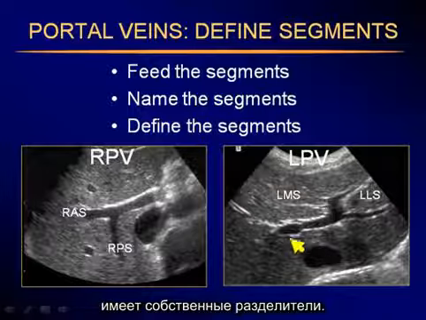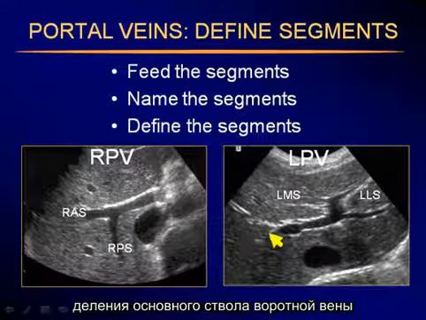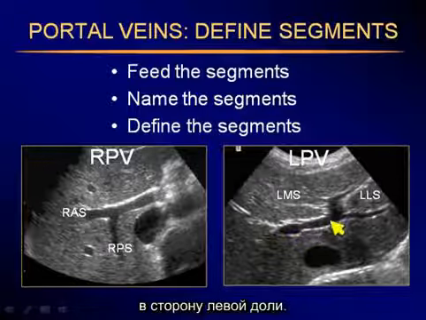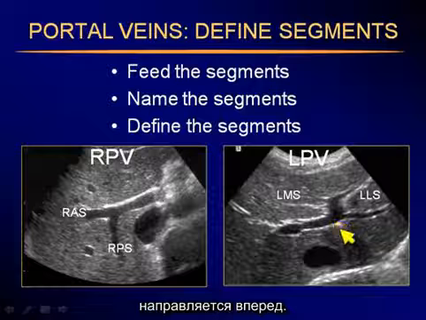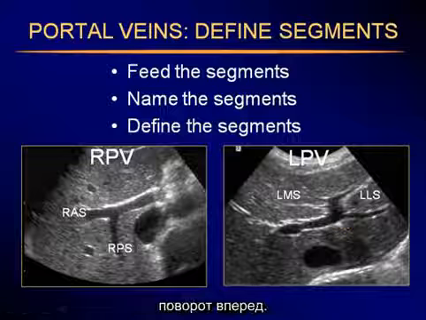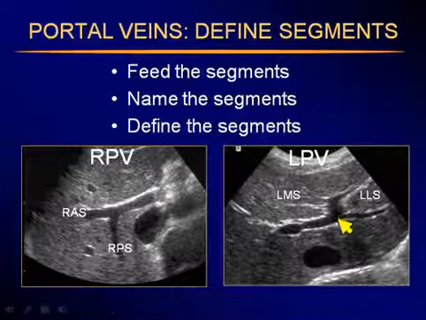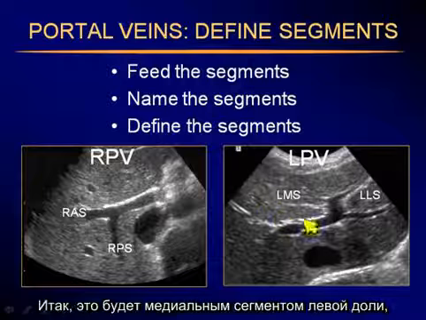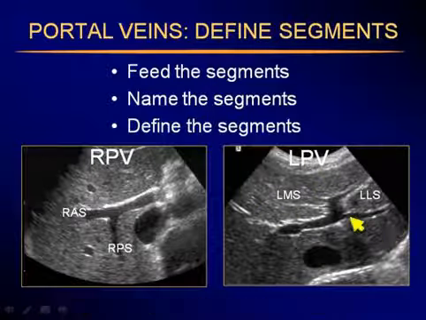has its own divisions. Now here, after the vein split, the main portal vein, the left portal vein has a longer course. It travels towards the left lobe and suddenly takes an abrupt anterior turn. This is the only part of the portal system that suddenly aims anteriorly. Okay, that's the umbilical segment of the left portal vein. And it sends off lateral branches and medial branches. So this would be the medial segment of the left lobe, and these are lateral segments of the left lobe.